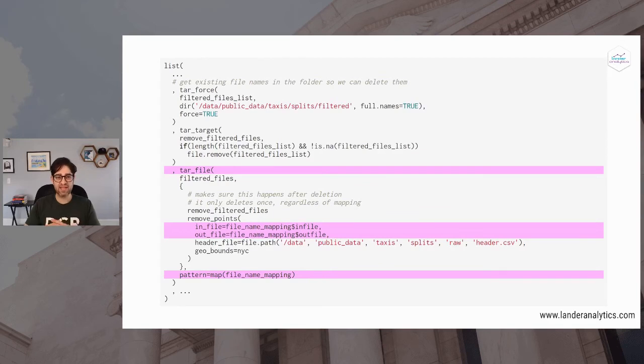We then take our data frame of input and output files and we map over that. See the pattern equals map? That allows us to iterate over one row at a time of this data frame to call our function remove_points on each one individually. You can see here that this function depends upon our NYC map, our file name mapping, and in curly braces, we included remove_filtered_files because even though our function doesn't make use of it, I want this step to only occur after that removing data step has been successful.